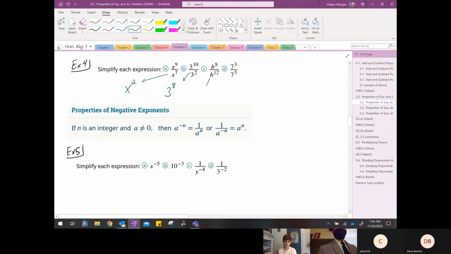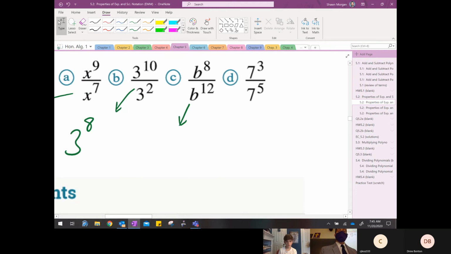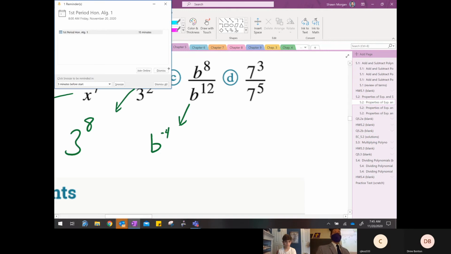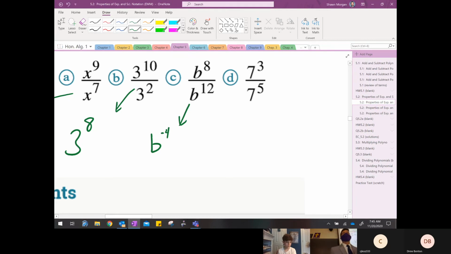Let's see here. Ben, we got b to the 8 over b to the 12. What's that going to give me? Do subtraction. B to the negative 4th power. Very good. How'd you get negative 4? You did 8 minus 12. It's the number on top minus the number on bottom. Now, is that acceptable, class? No! So I could rewrite it as 1 over b to the positive 4.